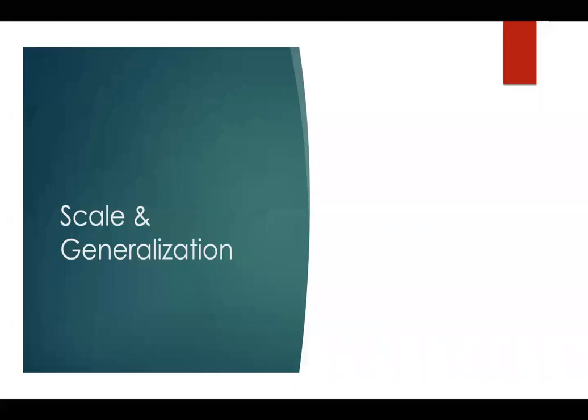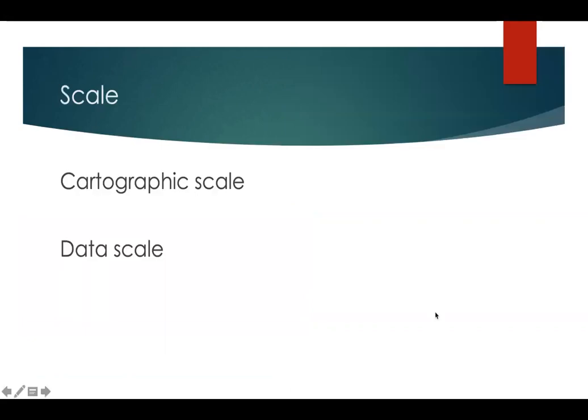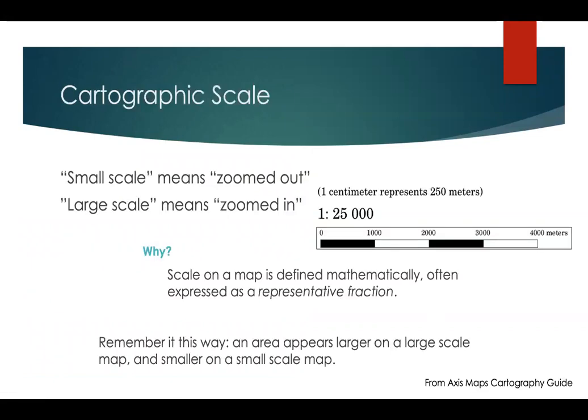When talking about the nature of geographic information, it's also vital to think about scale and generalization. There are two types of scale that are important for this class: cartographic scale and data scale. Cartographic scale is the scale on the map. This is defined mathematically and can be shown on your map as a scale bar or as a representative fraction.